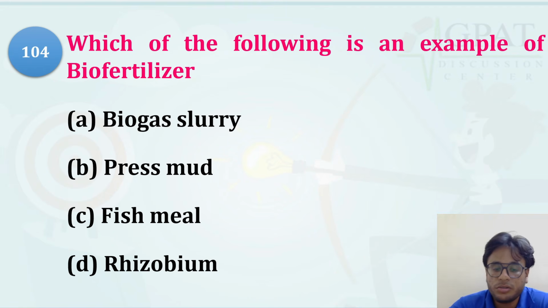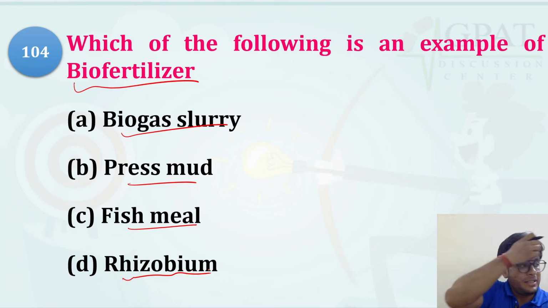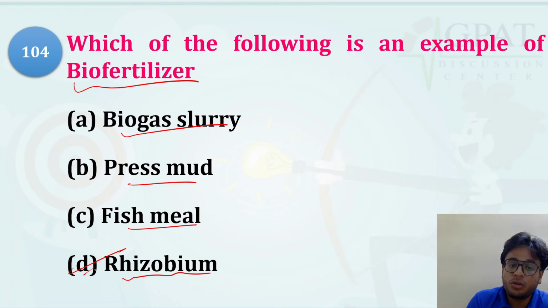Moving towards our next question, that is, which of the following is an example of biofertilizer? Option A is the biogas slurry, option B is the press mud, option C is the fish meal, and option D is going to be the rhizobium. Yes, whenever they are the thing that is mainly related to the fixation of nitrogen to that of the soil are mainly act as a biofertilizer. So rhizobium is going to be one of them. So first example we can consider rhizobium.